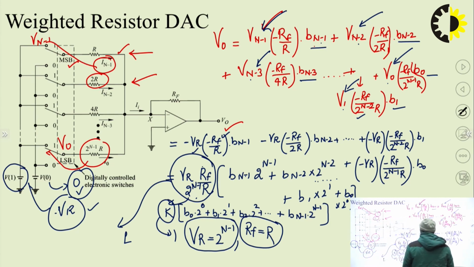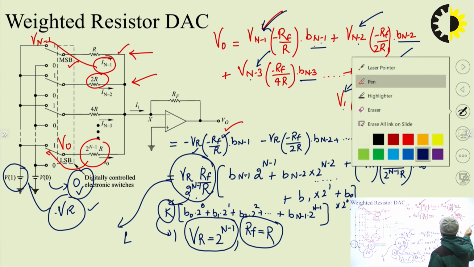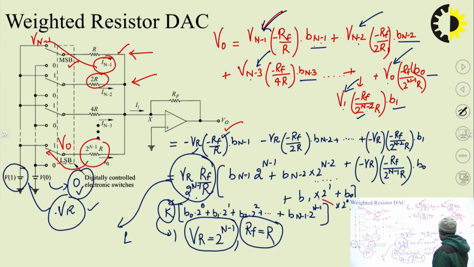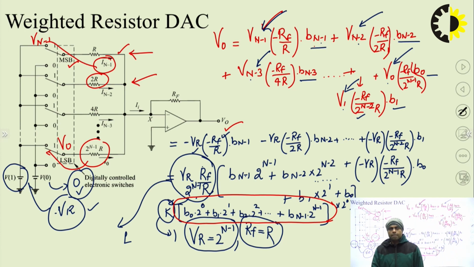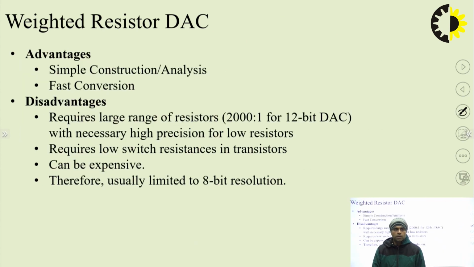Okay, so in this way we can see that I am able to generate this expression which is exactly equivalent to this binary to decimal conversion expression. Okay, so in this way we can say that we have successfully converted a digital signal into an analog signal.